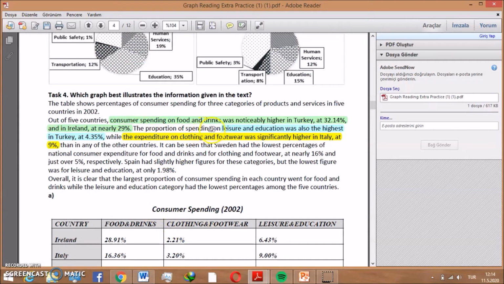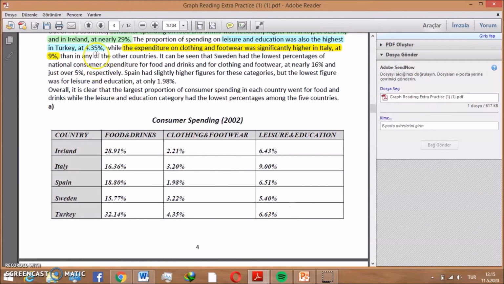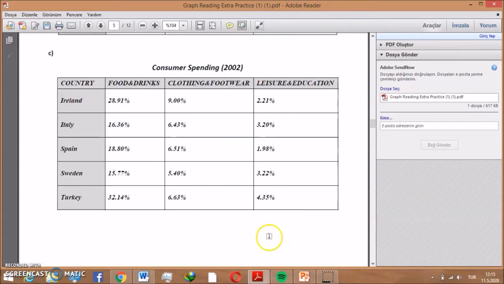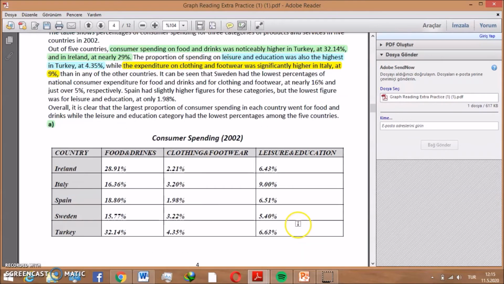The proportion of spending on leisure and education, leisure means free time activities, leisure and education was also the highest in Turkey, and it should be this. Let's check. It is 4.35, but no, the numbers do not match, so our answer cannot be E. Yes, this matches, and this matches too, and it is the highest, and the number is correct.